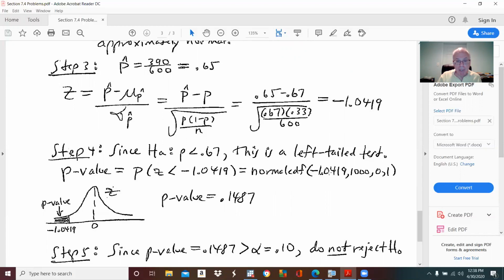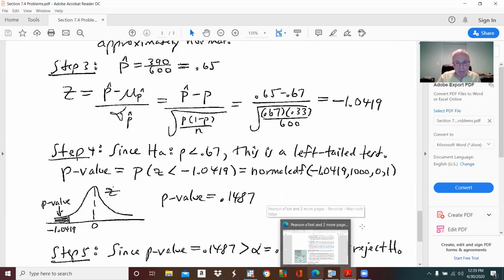Oops. I think I made a mistake here. I did this before last time. I don't know why I do this. So this is incorrect. There are a couple of different mistakes I've made today. Because it's a left-tail test, this should be negative 1,000 on the lower end, and the upper end should be negative 1.0419. I apologize for that. So this p-value could be incorrect, actually. Let's go ahead and do this problem correctly.